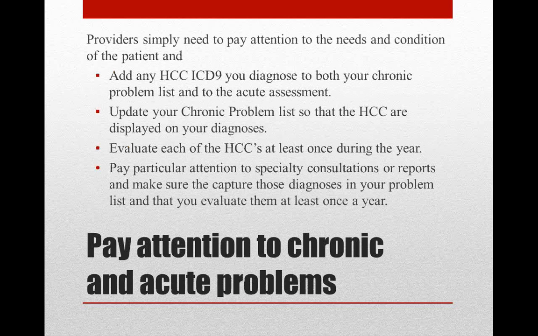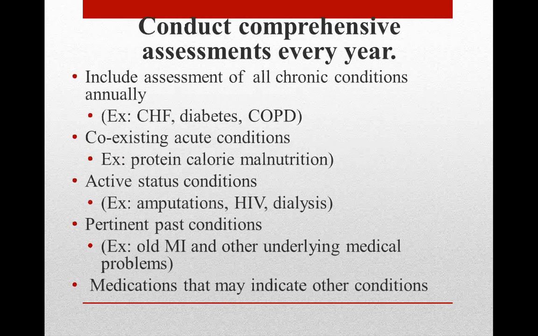So, we have to pay attention to the needs and condition of the patient. We've got to add these ICD-9 codes that fit into these HCC categories on our chronic problem list and our acute assessment. We have to update our chronic problems so that the HCCs are displayed on our diagnosis. We need to know all this. Evaluate these at least once a year. You want to look at these categories, and pay particular attention to your specialty consultations or reports so that you capture these diagnoses.